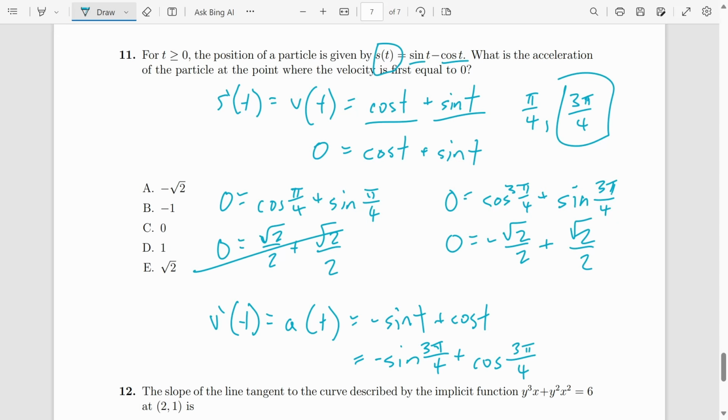Sine of 3 pi over 4, we just said, is root 2 over 2. So this is going to be negative root 2 over 2, actually, because of the negative here. Plus cosine of 3 pi over 4, which is negative root 2 over 2, because cosine of 3 pi over 4 is negative. So negative root 2 over 2 minus root 2 over 2 is just going to be equal to negative root 2, and that's our answer. So yeah, just a bunch of unit circle stuff, which I don't really like, to be honest.